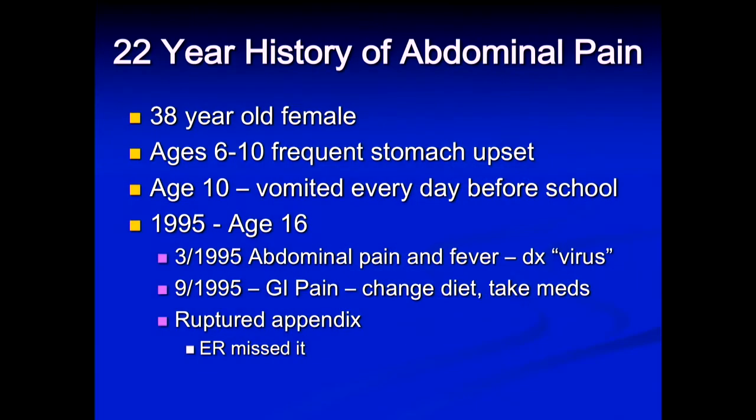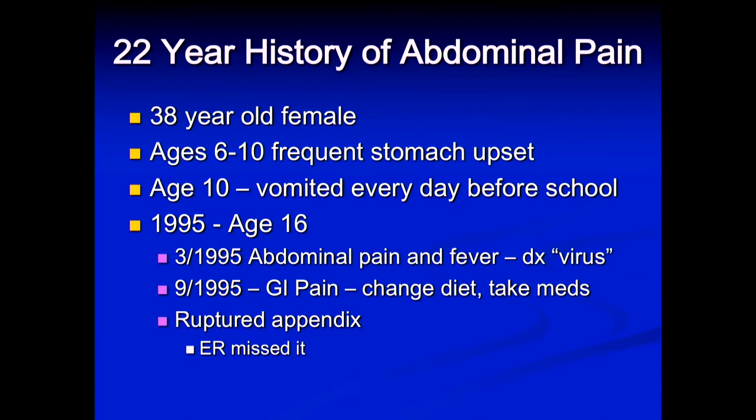So she could not get herself from the wheelchair. She couldn't do her own transfer. Too much abdominal pain and muscle weakness. Aged 6 to 10, she had frequent stomach upsets. She remembered at age 10 vomiting every day before school. At age 16, in 1995, she had abdominal pain and a fever. They told her she had a virus.